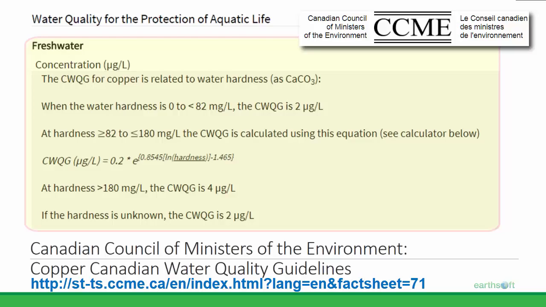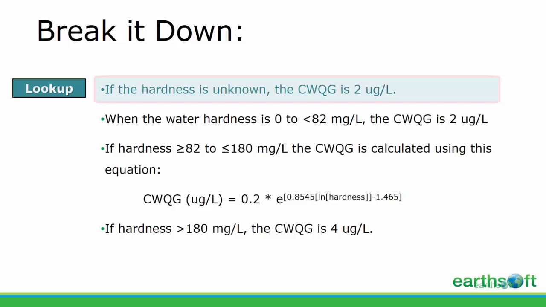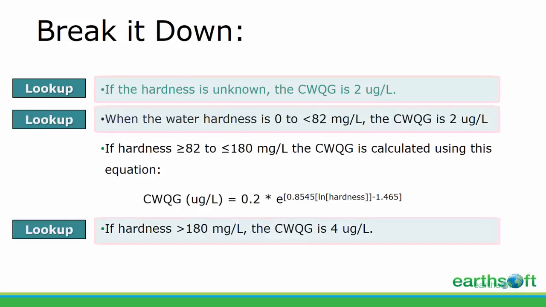So let's break it down a bit into EQuiS speak. So I have these basically the same information bulleted out. The first one of this bullet is a lookup, because it's essentially saying if it's null, then it's 2. Okay, if hardness is unknown, then the action level will be 2 micrograms per liter. The second and third are also lookups, because it's saying when the hardness is in range of 0 to less than 82, it's also going to be 2 micrograms per liter. And then the final one in that list, if hardness is greater than 180 milligrams per liter, then the action level is going to be 4 micrograms per liter.